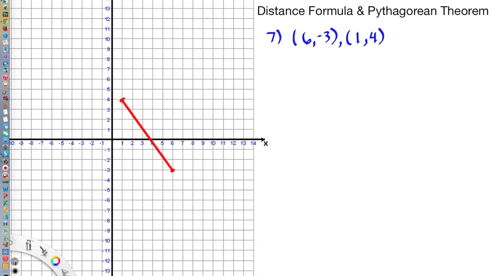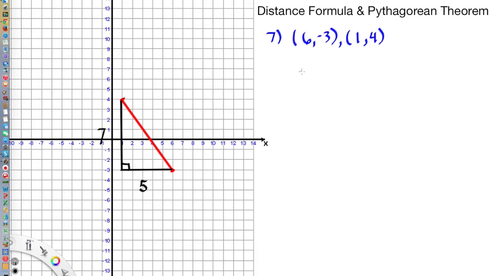Okay, and if we want to find the distance between these 2 points, we already know we don't want to count blocks. We'll get the wrong answer every time. We're going to drop a perpendicular line right there, and then bring a horizontal one across there. Okay, and we now have a right triangle, and we know that the height is 4 above and 3 below, so that would give us a height of 7.